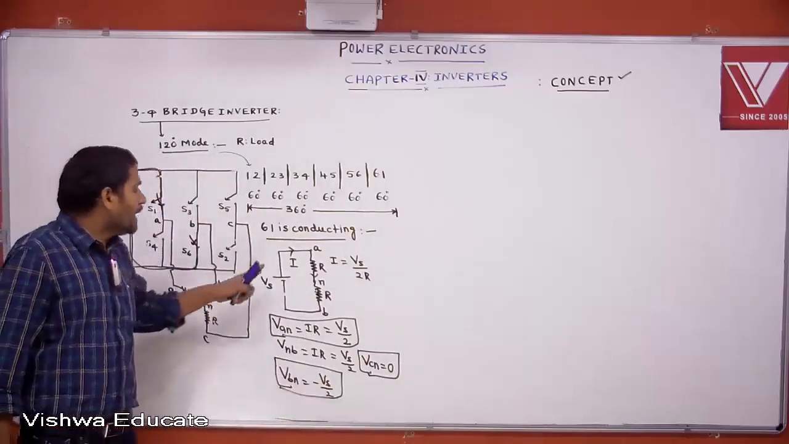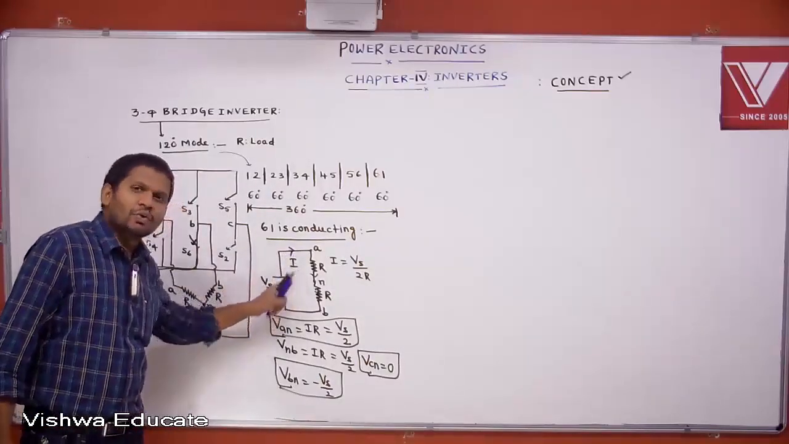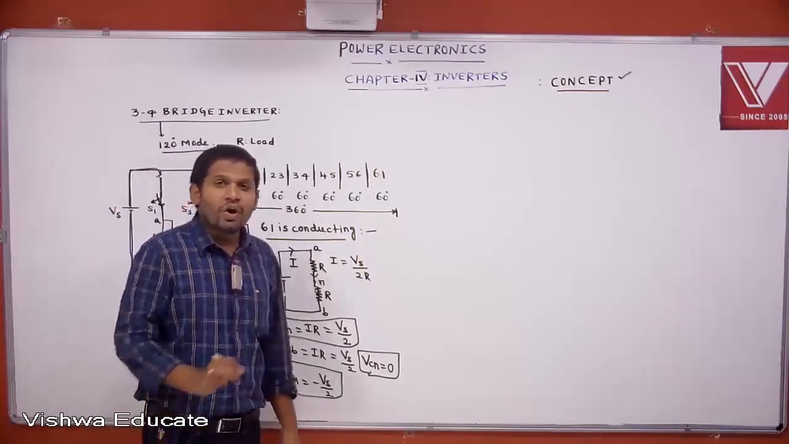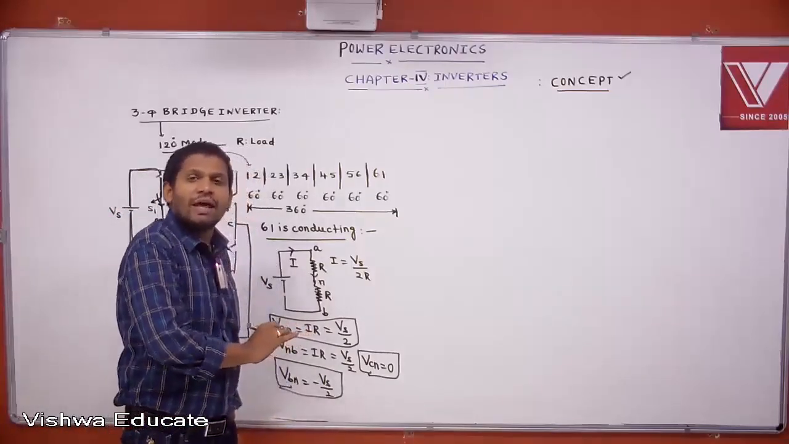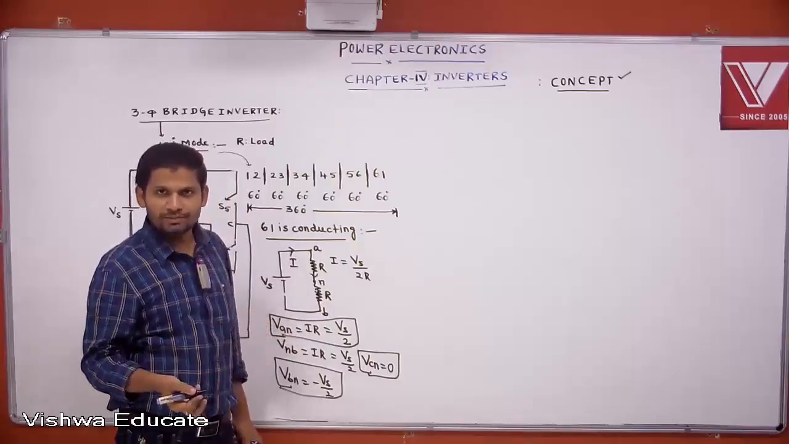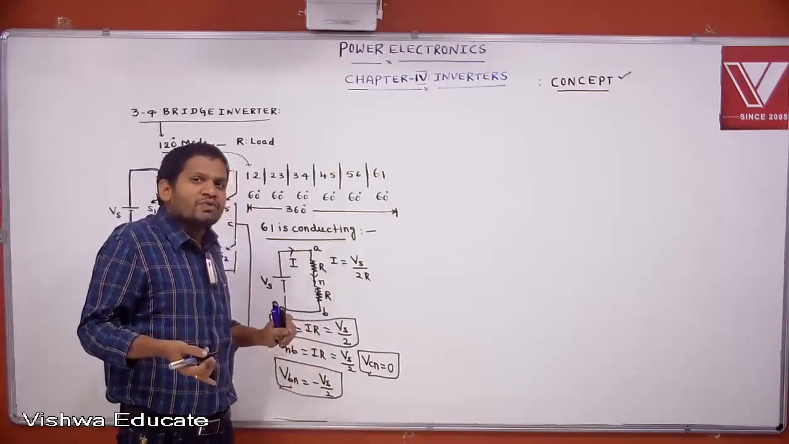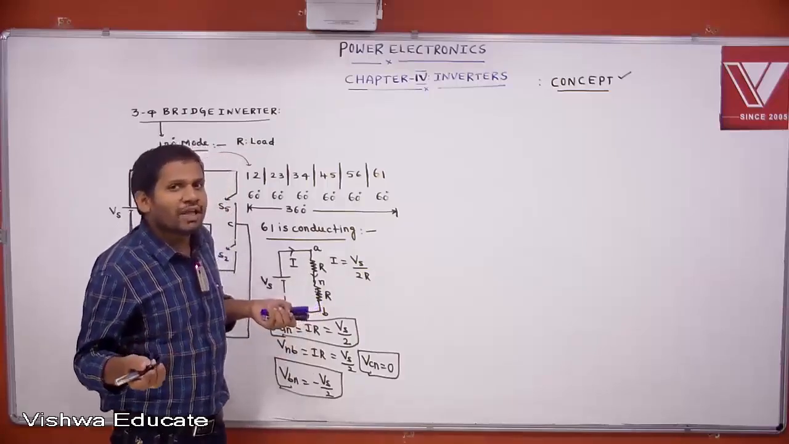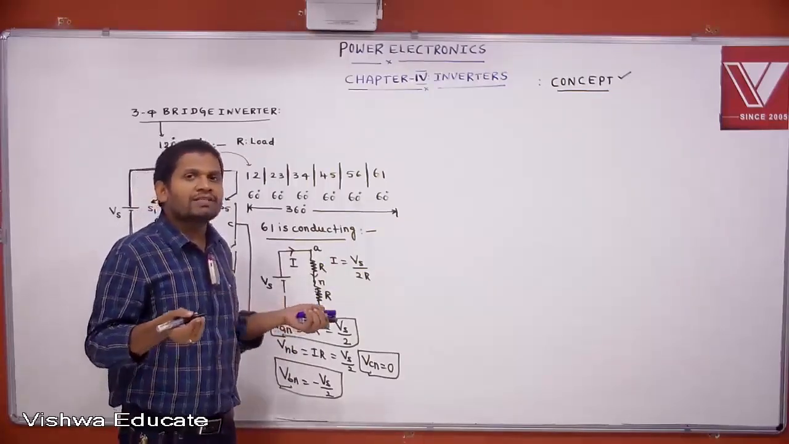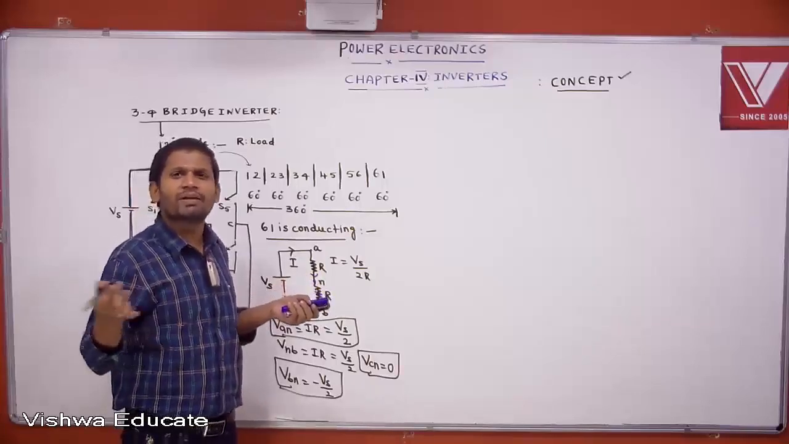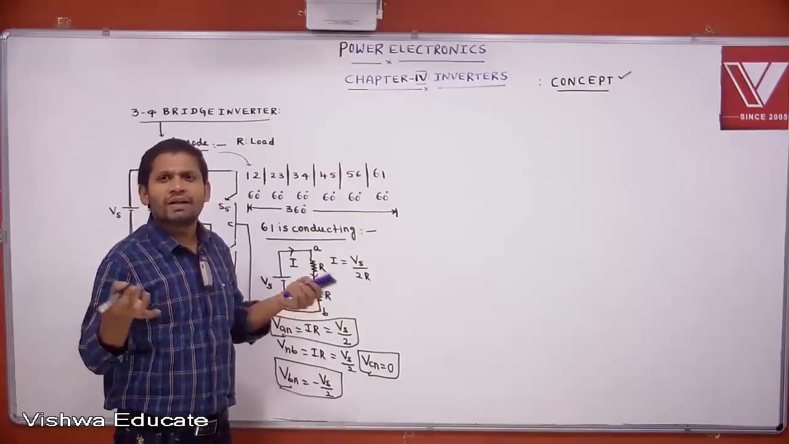But every time drawing the equivalent circuit and doing the analysis is a lengthy procedure. Without doing this analysis, directly you can write the formulas. We can write phase voltage formulas. Once you write the phase voltage formulas, calculating the line voltages is very easy. For example, VAB is VAN minus VBN, VBC is VBN minus VCN, VCA is VCN minus VAN. Like that you can calculate.